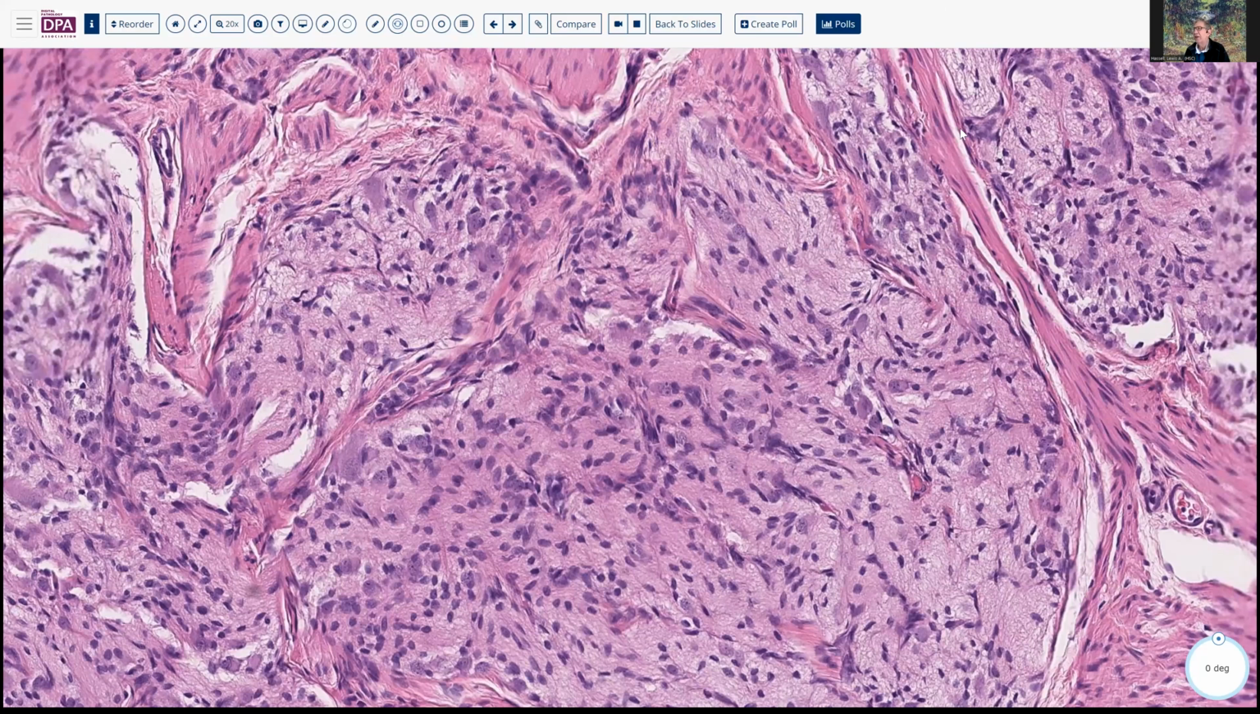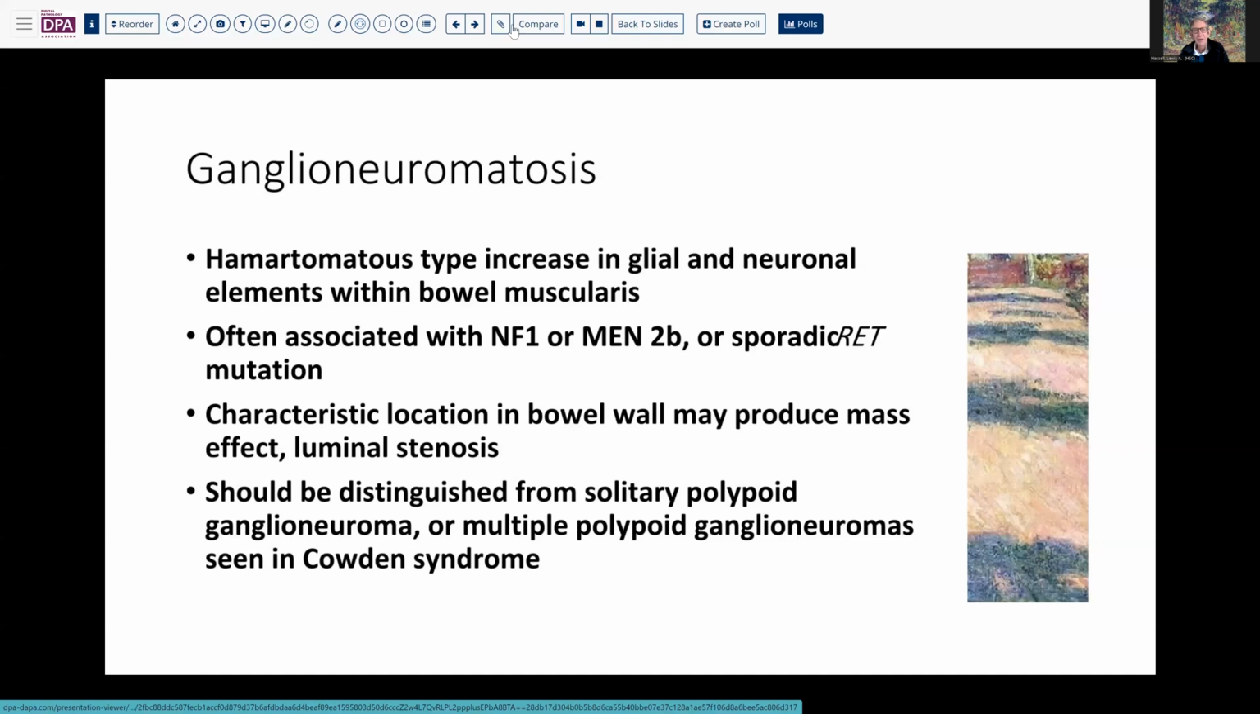This is an entity that is recognized to occur in the GI tract and is essentially a hamartomatous type of increase in the glial and neural elements, primarily within the muscularis, though as we saw, there is some spread over into the mucosa and submucosa as well. Now, this is often associated with a syndrome, and it's important to understand that if you see it, you should raise that question: either neurofibromatosis type 1 or multiple endocrine neoplasia type 2B. However, even the sporadic cases are oftentimes associated with RET mutations, as might be seen in MEN 2B.